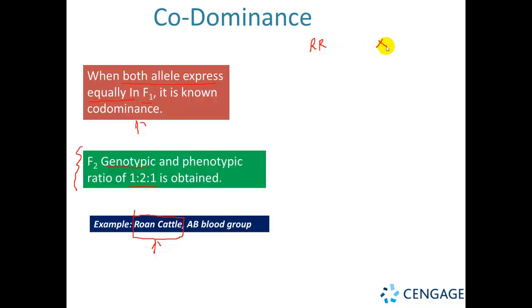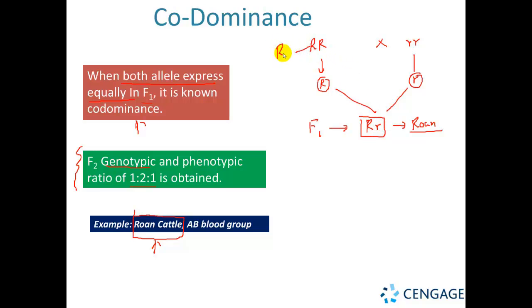Suppose a red color cow is crossed with a white color ox. Again, it is going to produce only one type of gamete, capital R, and the other is also going to produce only one type of gamete, that is small r. And if I cross, then what we are going to get is capital R small r, and this is your F1 generation. This is what we call a Roan cattle. Why are we calling it Roan? Because here both capital R and small r are expressing themselves. It is not that R is dominant over small r.